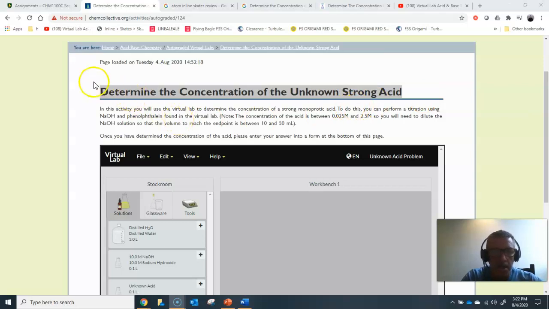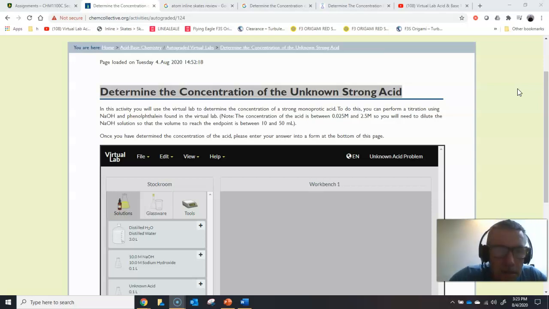This is a lab where they're asking you to determine the concentration of an unknown strong acid. Now, the way we typically do that is to drip in a base of known concentration. The more you have to drip in, the stronger it is.